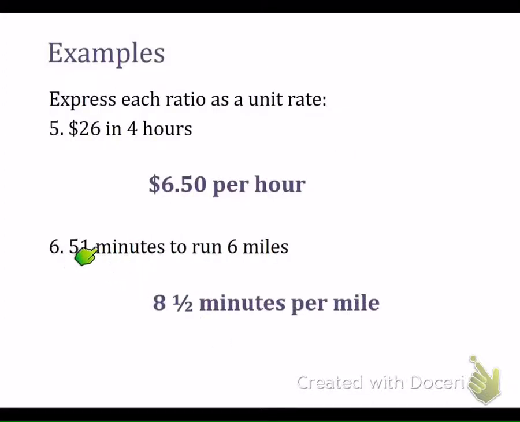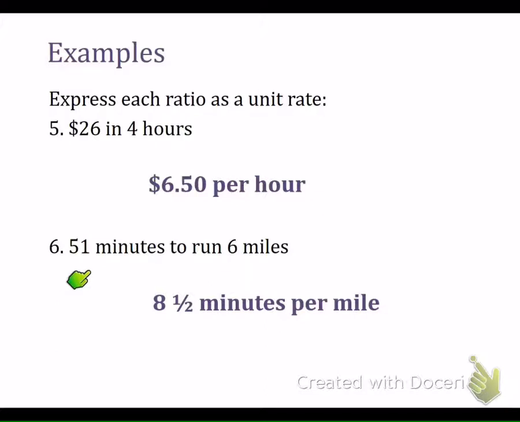It kind of depends on how you want to look at the problem, okay? Because if we have 51 minutes to run 6 miles, it's kind of backwards because you usually do miles per hour, right? So it's counterintuitive to what we've been thinking, but just stick with the order that they give it, okay?